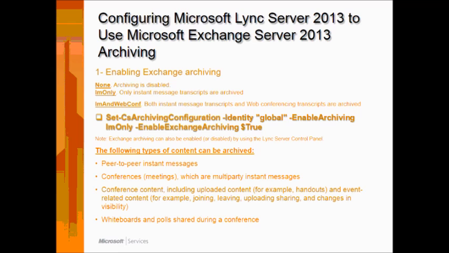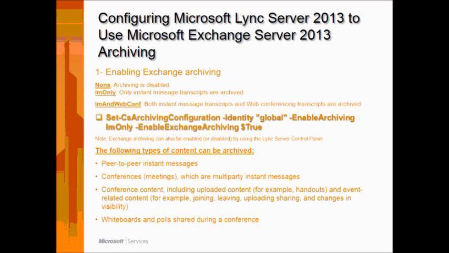The command you need to run to enable this archiving feature is from the Lync server side. You need to run Set-CsArchivingConfiguration -Identity global -EnableArchiving. You have options here like ImOnly or ImAndWebConf. It depends on your business requirements. And -EnableExchangeArchiving $true.